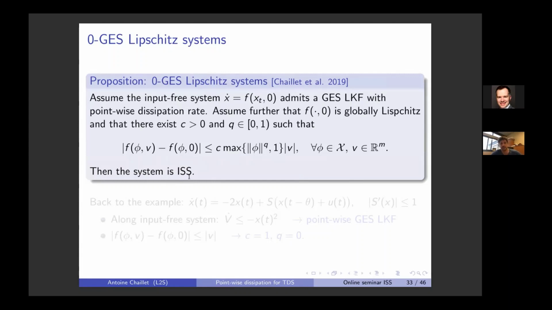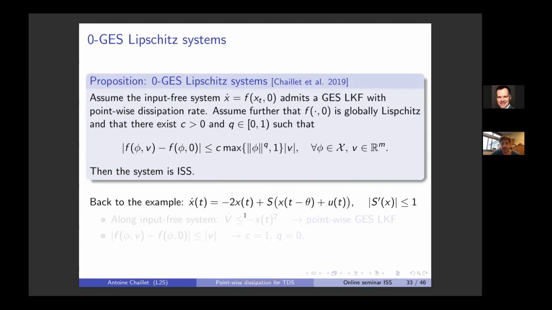This is a result that goes back to Pepe and co-authors. And since we have seen that we can establish it in the global Lipschitz case through a pointwise dissipation, this is a way to show iISS through pointwise dissipation.